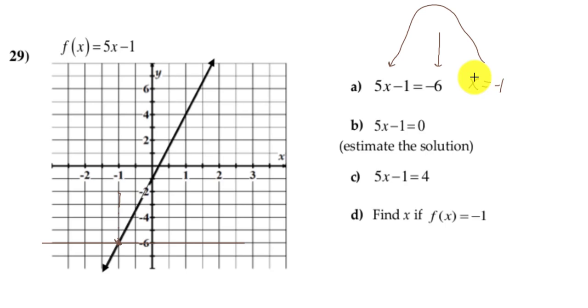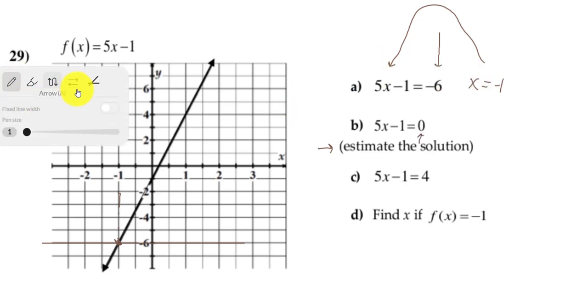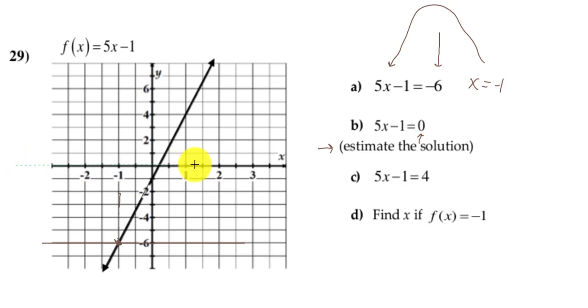Letter B, notice they give us a hint, estimate the solution. So if I draw a line at y equals 0, here's y equals 0, this line here. The intersection looks like somewhere between 0 and 1/2. So I'll type my answer in as x is somewhere between 0 and 1/2. x is between 0 and 0.5. Okay?